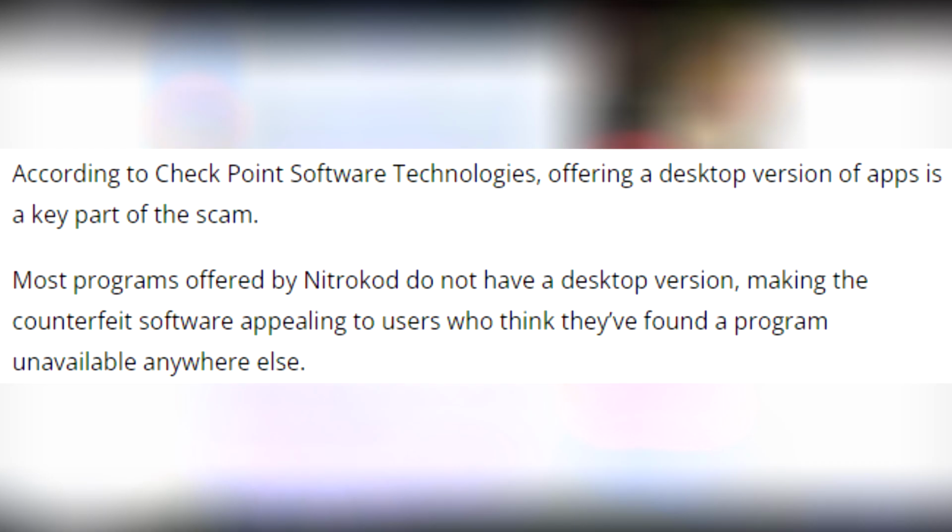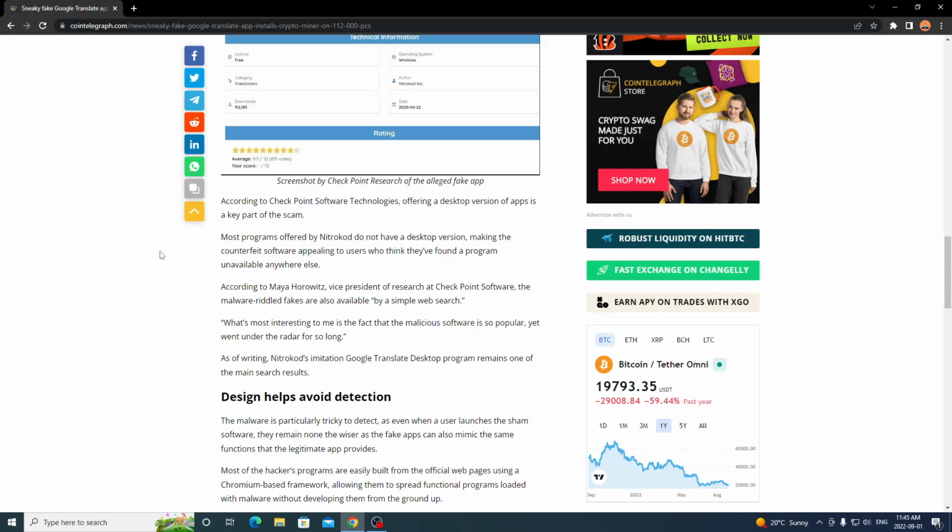But according to Checkpoint Software Technologies, offering a desktop version of apps is a key part of the scam. Most programs offered by NitroCod do not have a desktop version, making the counterfeit software appealing to users who think they found a program unavailable anywhere else. So they think they found something that they couldn't find anywhere else, so this must be the source of it. This must be the way to go about it, and it's just ease of use. So they can go ahead and just run the desktop app, like I said, instead of having to go online or using any other form of apps. You can just do it right on your desktop, making it easy.